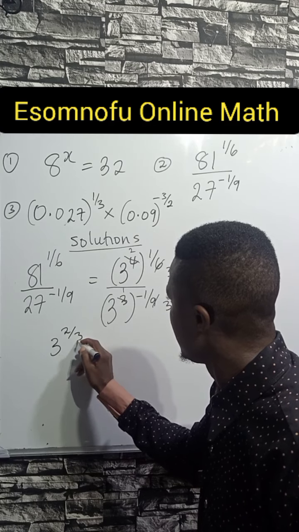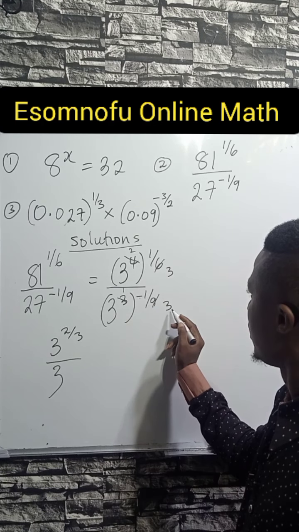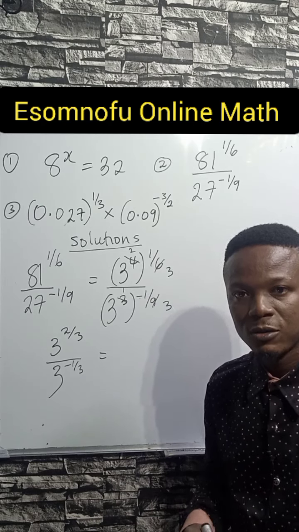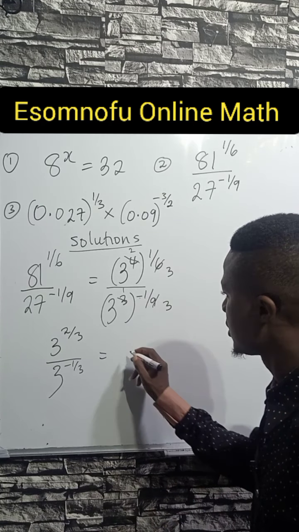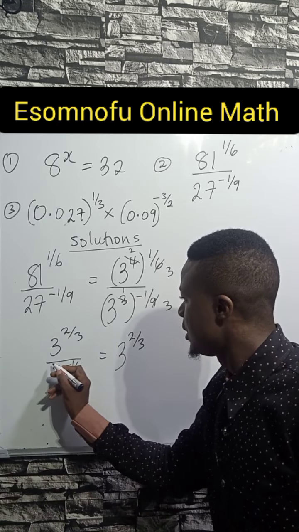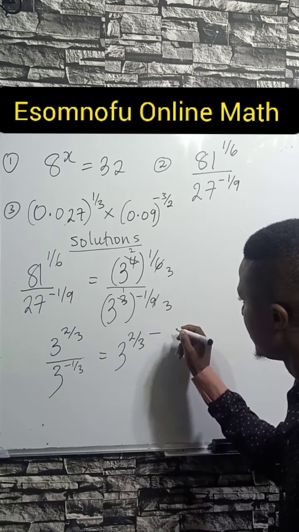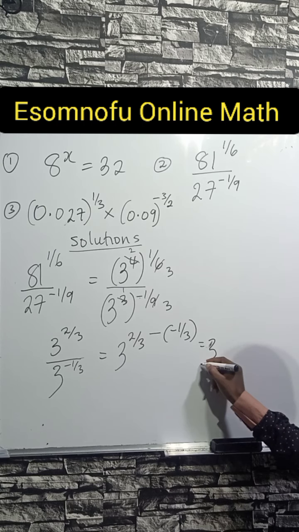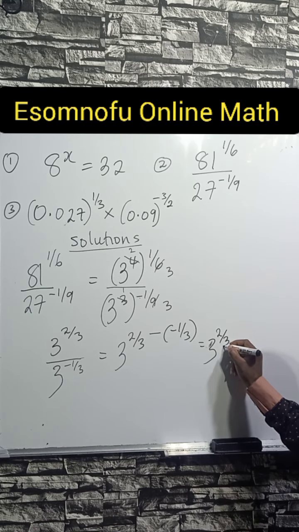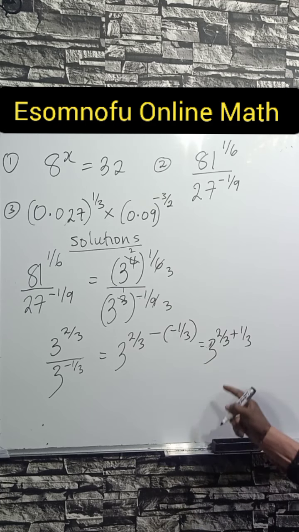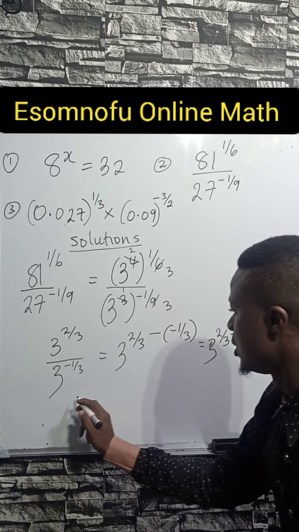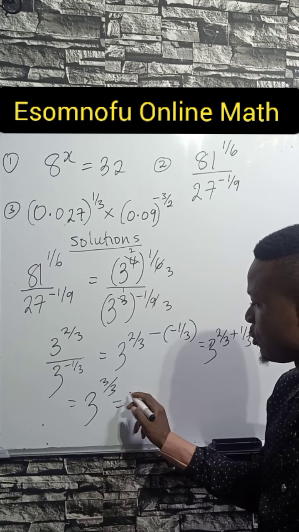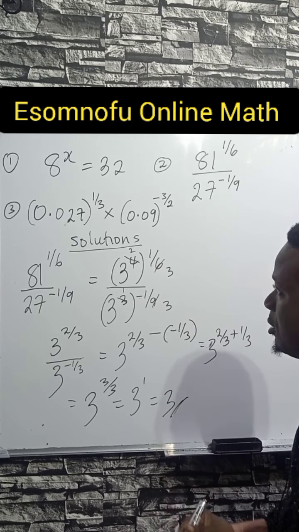3 to the power of 2 over 3, all over 3 to the power of minus 1 over 3. When the bases are the same and you are dividing, from the laws of indices, you can subtract their powers. So you shall have 3 to the power of 2 over 3. Seeing the division sign, you put a negative, then this is another negative 1 over 3. And you should know that negative negative is positive. So this is the same as 2 over 3 plus 1 over 3. And when the denominators are the same, you can add the numerators. So this will give us 3 to the power of 3 over 3, because 2 plus 1 is 3. If you divide 3 by 3, you shall have 1. So this is 3 to the power of 1, or just ordinary 3 as the answer.